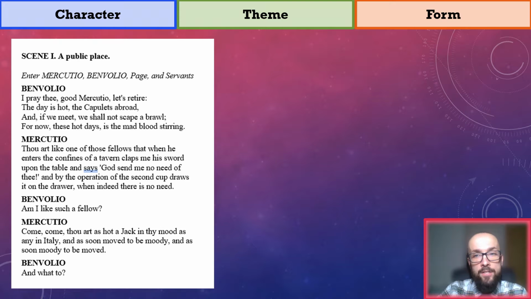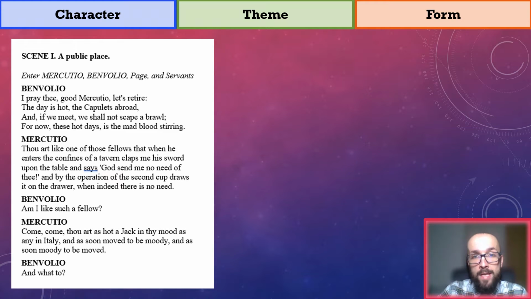Moreover, some annotations might relate to more than one category, so if you see something that is shaded both blue and green, for example, that should tell you that its comment is about how the extract relates to both the play's characters and themes. So Act 3, Scene 1 takes place in a public place in Verona.